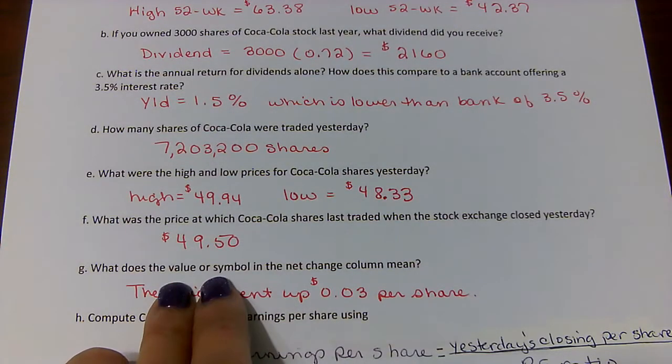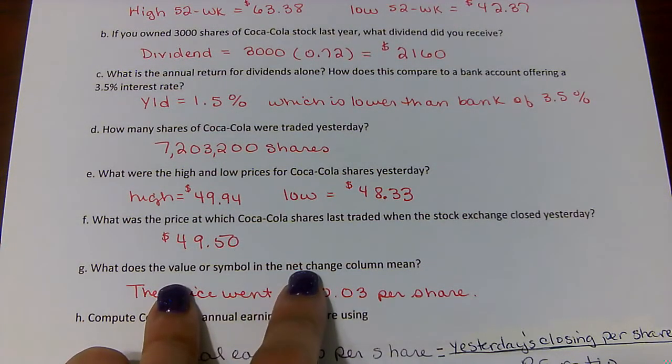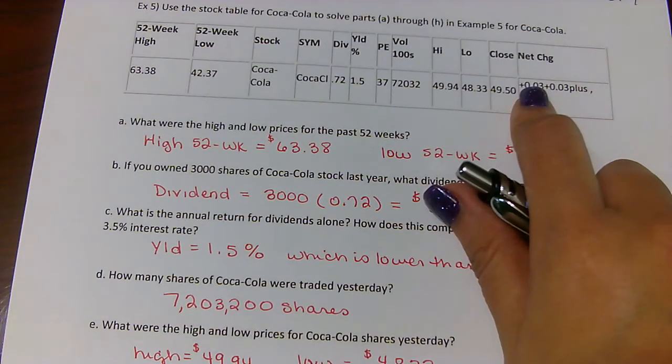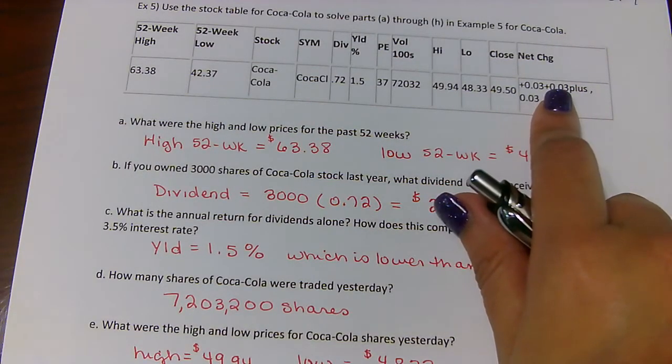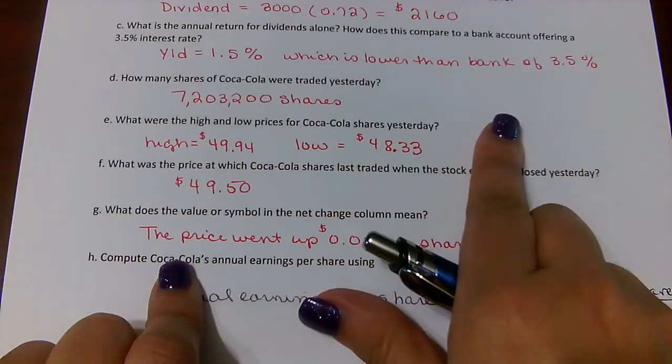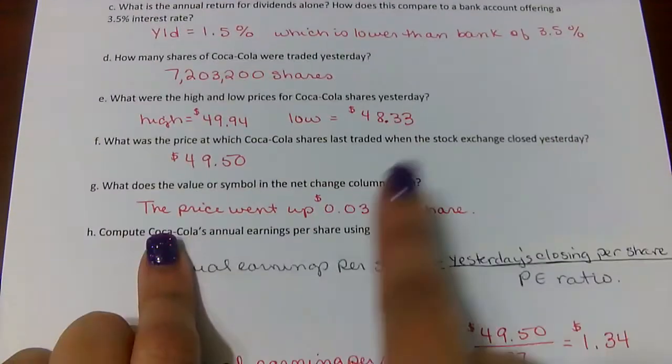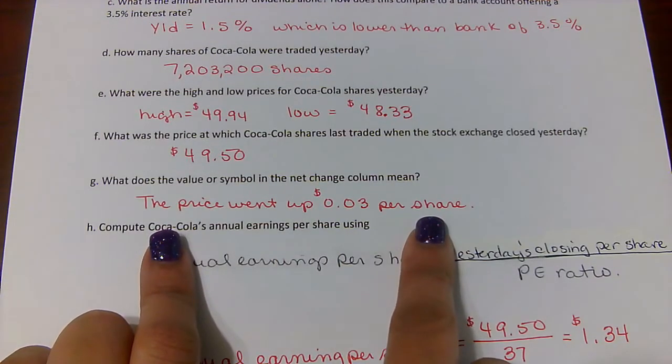What does the value or the symbol in the net change column mean? Okay. Anytime you see a plus, that means it went up. A negative means it went down. So the price went up by 0.03, or 3 cents per share.